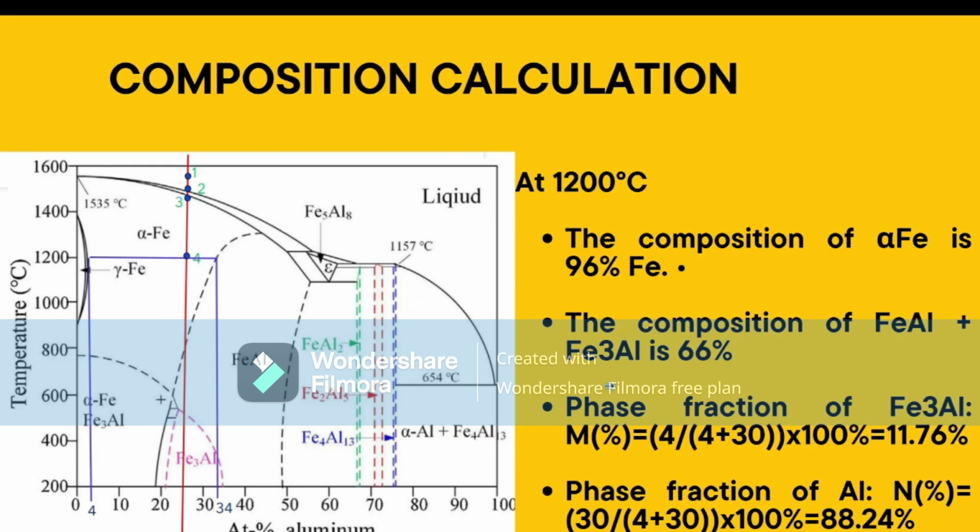Now we come to the composition calculation. At 1200 degrees Celsius, you can see that the composition of alpha ferrite is 96%, while the composition of FeAl plus Fe3Al is 66%. With the calculation, we can clearly see that the first fraction of Fe3Al is 11.76%, while for the aluminum, the first fraction is 88.24%.